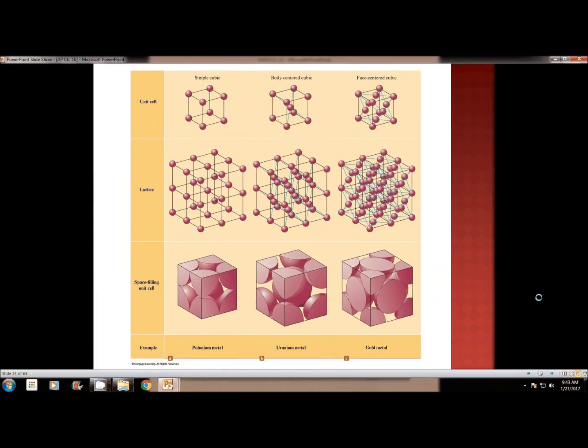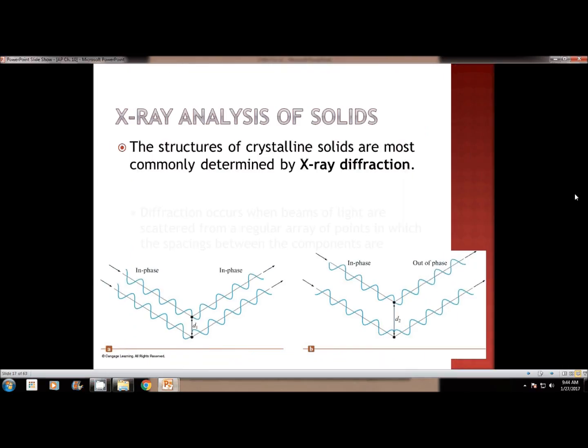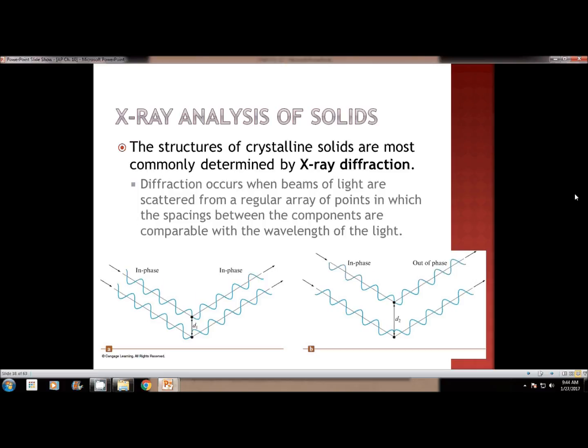So pictured in your notes here, this is from page 461 in your textbook. This shows the unit cells, which are simple cubic, body-centered cubic, and face-centered cubic. It shows a lattice where it's a repeated system. And then a space-filling unit cell just shows you which parts are actually in the cube. We are going to be doing an example a little bit later with the face-centered cubic. Okay?